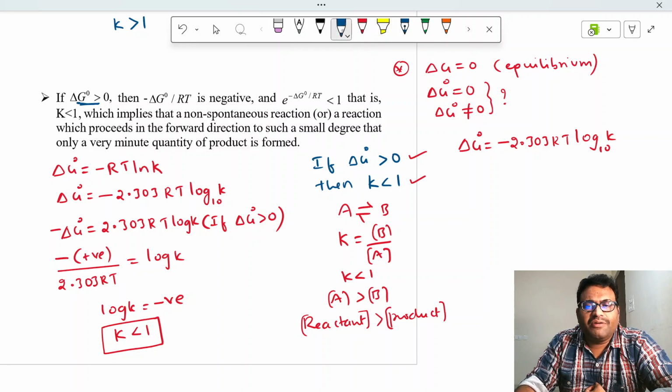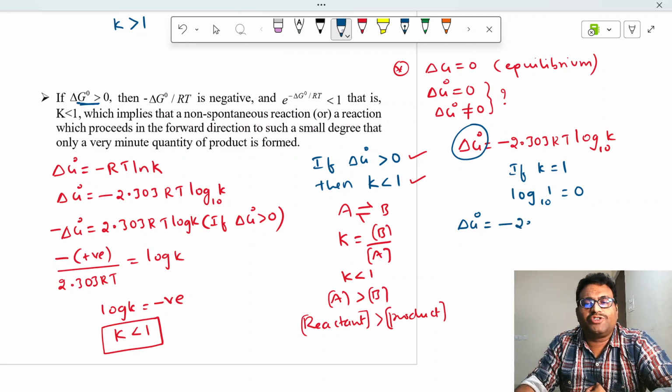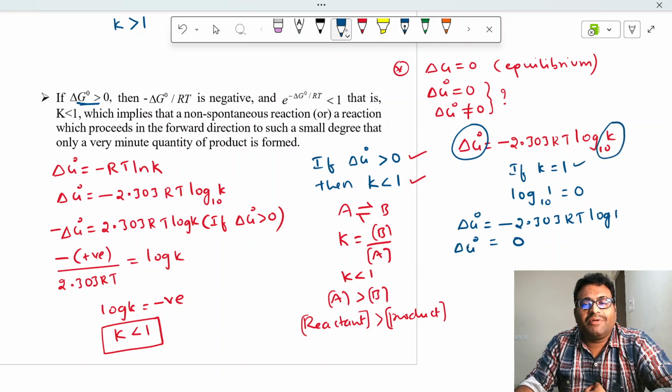When will delta G naught be equal to 0? If K is equal to 1, then log 1 base 10 is equal to 0. Then we can say that delta G naught is equal to minus 2.303 RT log 1. Log 1 is equal to 0, then you will get 0. So when K is equal to 1, delta G naught will be equal to 0.